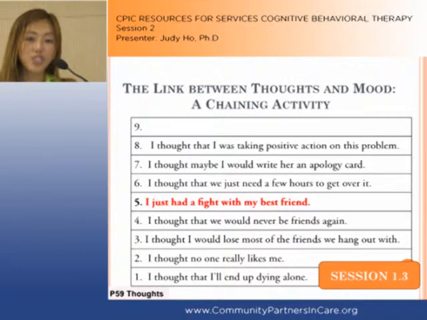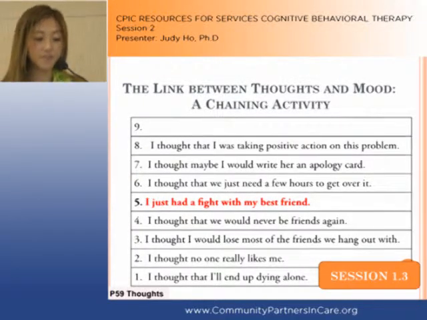I want to introduce you to the chaining activity, which is a very important activity that's used in the thoughts module, the activities module, as well as the people interactions module. This is an activity where you try to help them to see the link between their thoughts and their mood. And I have this partially filled in for you here. You always start at number 5, which is an actual event without putting any value judgment on it. So the event is, I just had a fight with my best friend.